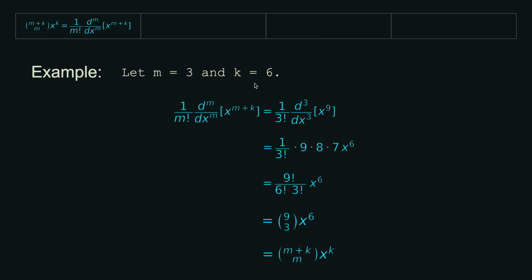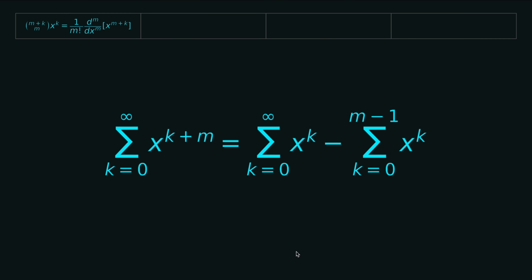So if m is 3 and k is 6, then I get 1 over 3 factorial times the third derivative of x to the 9th. The third derivative of x to the 9th is very easy to do. You just bring down a 9, an 8, and a 7, and reduce the power to a 6. And then 9 times 8 times 7 is 9 factorial divided by 6 factorial. So I get that down here. And then 9 factorial over 6 factorial times 3 factorial is a binomial coefficient. It's 9 choose 3. And then if we go back to our m and k, we get what we were hoping to get.